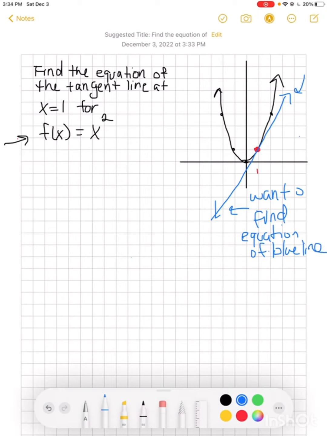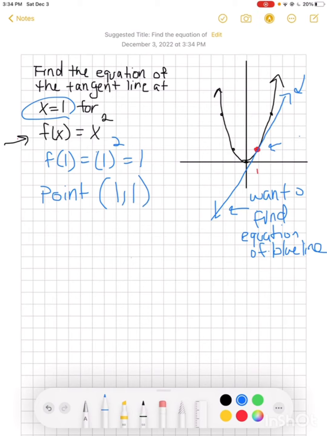Okay, well, let's think about what information the problem has given us. It's given us that x equals 1, and we can't always graph these equations, but when we're given the x value and the equation, we can find the y value. We just have to plug it in, right? So let's plug in 1 to get the y value of this point. f of 1 equals 1 squared, which just equals 1. So this information has given us a point, that red point, (1, 1) on the graph, which we saw from the graph.